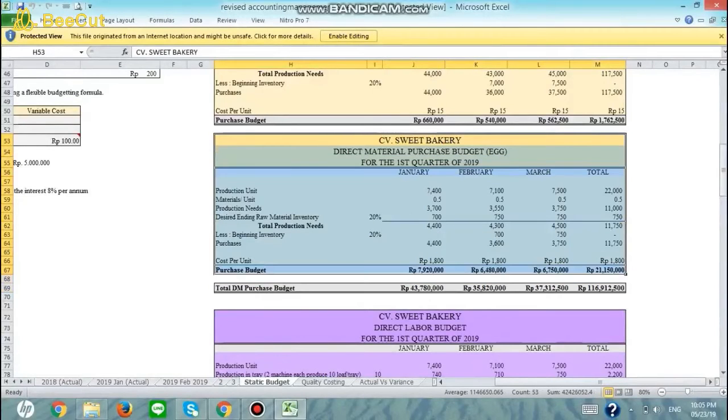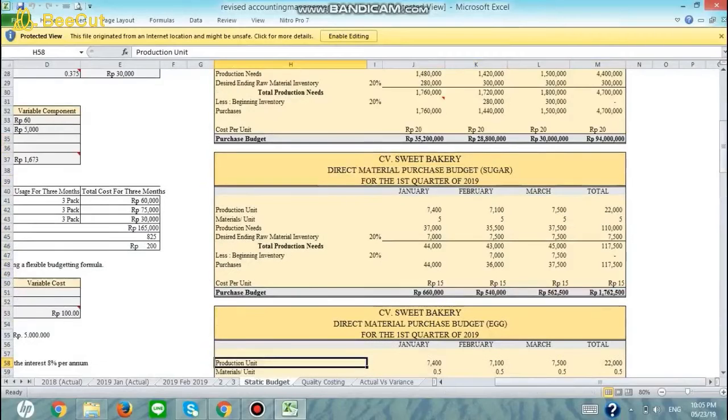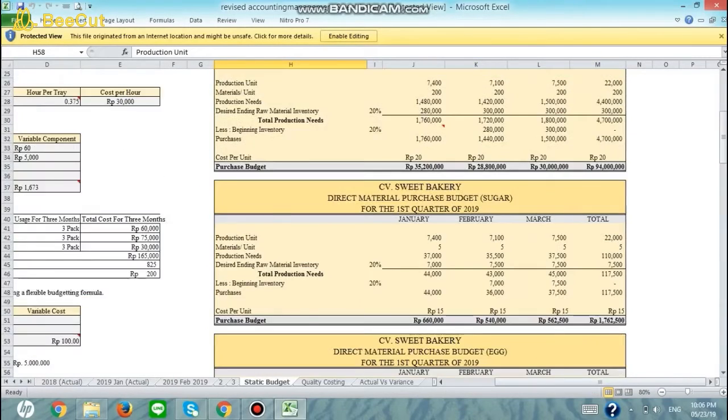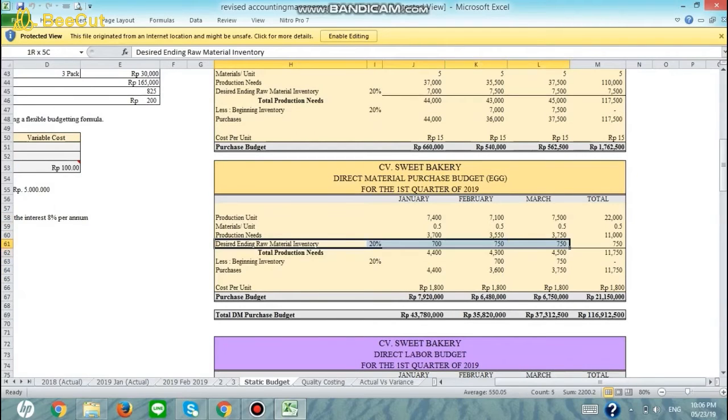Next is the direct material purchase budget for egg. Input the production unit which was calculated in the production budget, and then multiply the material used per unit, so we will get the production need. Total production need plus the desired ending inventory, we will get the total need. The ending inventory is 20% of the next month estimate sales as known in the list of information.